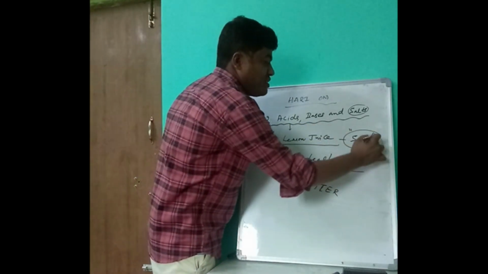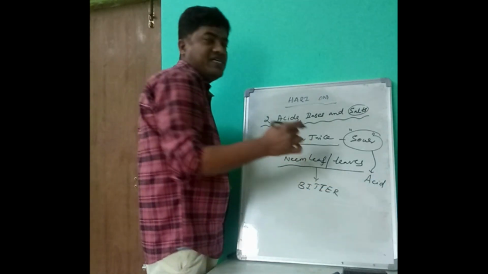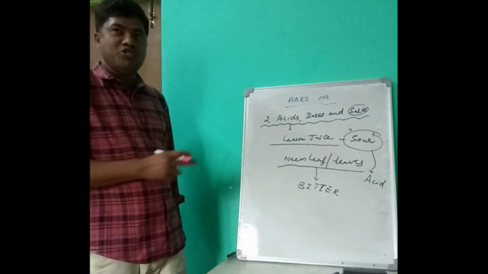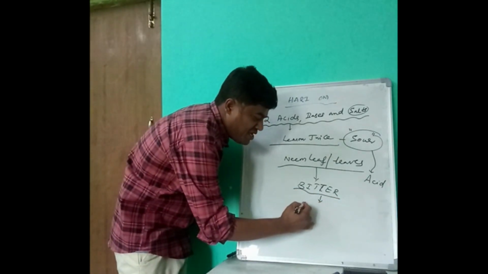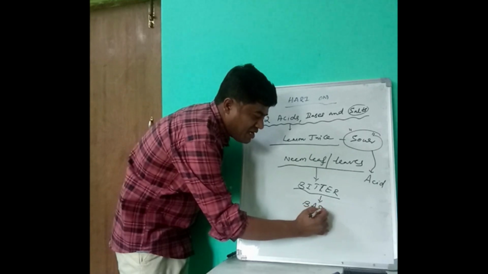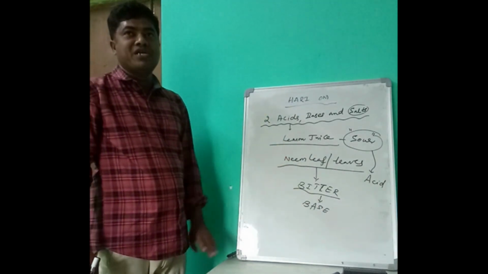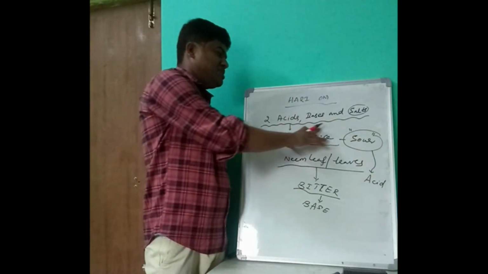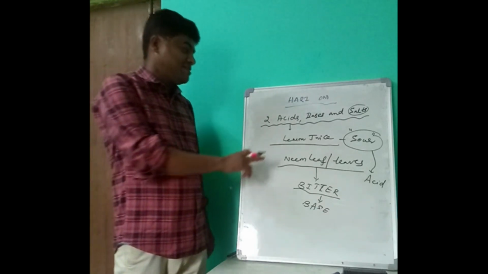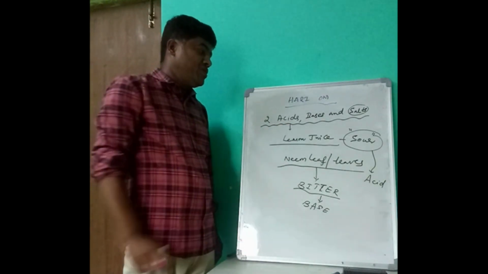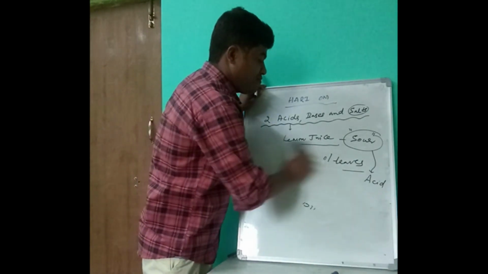It is sour in taste because of the presence of an acid, that is citric acid is present in the lemon juice. It is bitter in taste because of the presence of a base, a chemical compound present in neem leaf. That's why it is bitter in taste. You know this preliminary information from your previous classes, that acids are sour in taste, bases are bitter in taste.